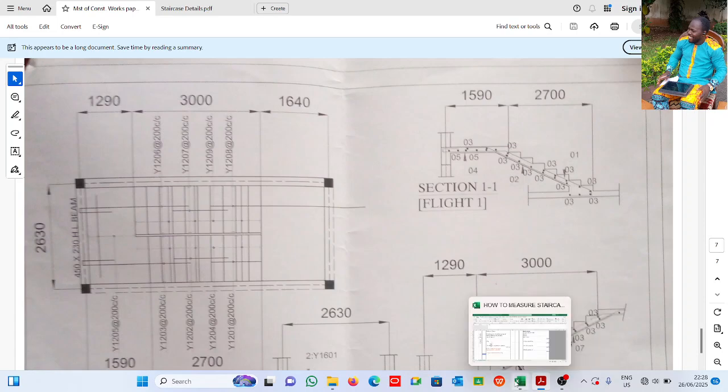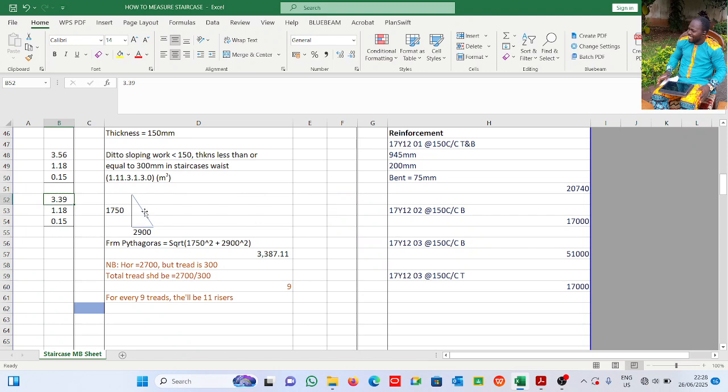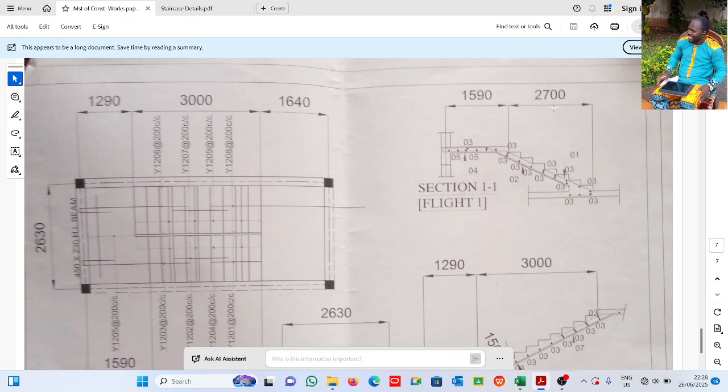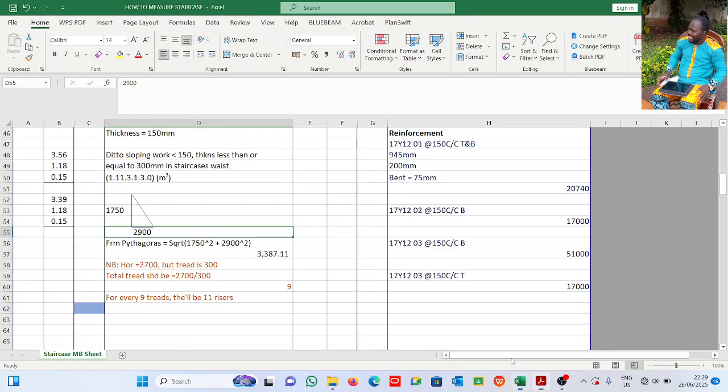Now let's come over to the Excel sheet. This is the riser, 10 of them. 10 times 175 is 1750. Remember here it is 27, but we just established that it is not 27. It should be 29. It's an exam question, so your examiner wants to know if you know what you're doing or not.